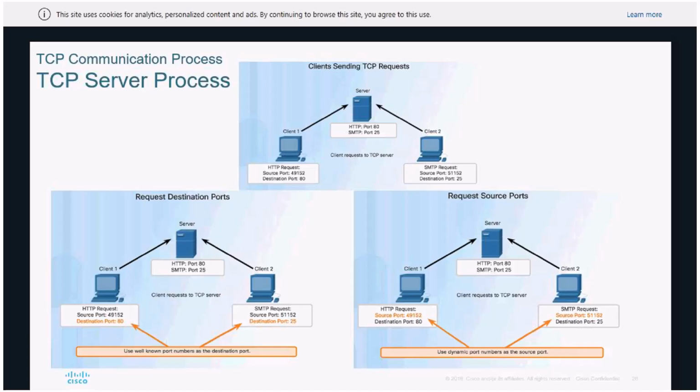This source 49152 and destination port 80. What this is doing is asking for a web page. It's making an HTTP request. That's a web page request. It's going to this server here, which has HTTP on port 80, which is where this destination is set to. And SMTP port 25. So in this example, these are well-known port numbers. 80 is always used for web pages. This email is destination port 25, which is where SMTP is configured.